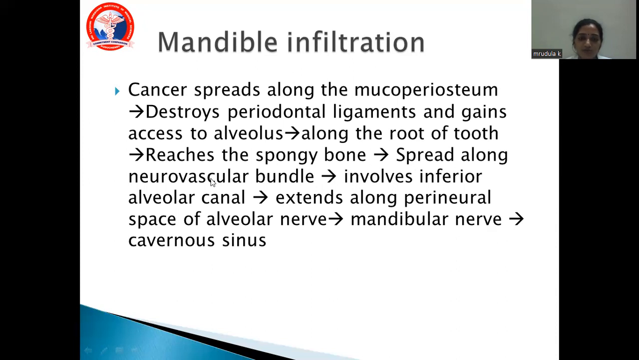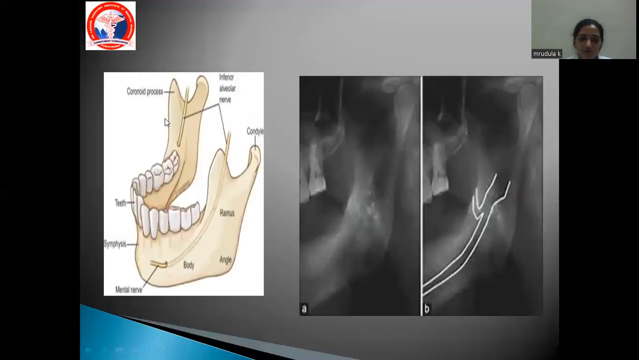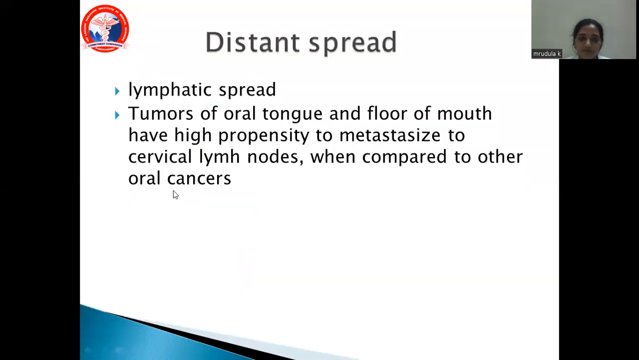They spread along the spongy neurovascular bundle of the mandible and involve the inferior alveolar canal. So they extend along the perineural space of the alveolar nerve, the mandibular nerve, and the cavernous sinus. So this is the space, the spongy bone. When this spongy bone is involved, there will be nerve involvement, the patient has symptoms based on nerve involvement, and the bone also gets weakened.